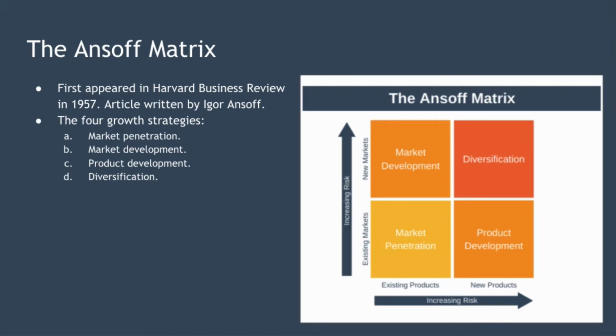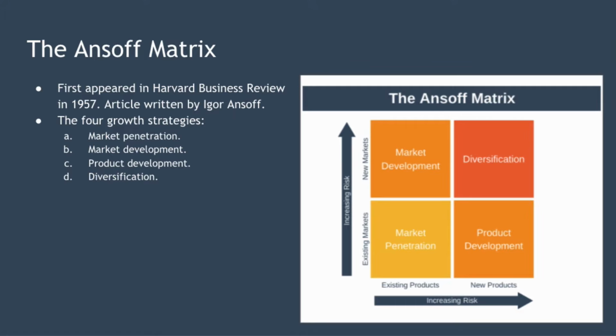Now, the matrix is based on two dimensions. The horizontal dimension is based on whether the organization is selling new or existing products, and the vertical dimension is based on whether the organization is selling in new markets or existing markets. Now, based on these two dimensions, you can see here that there are four strategies for growth.